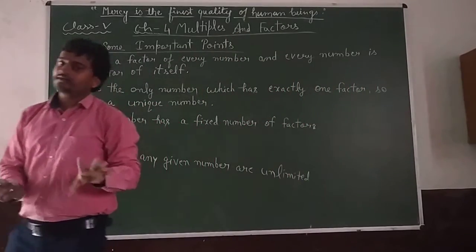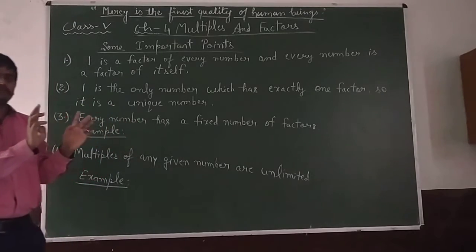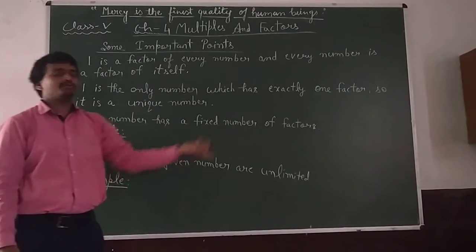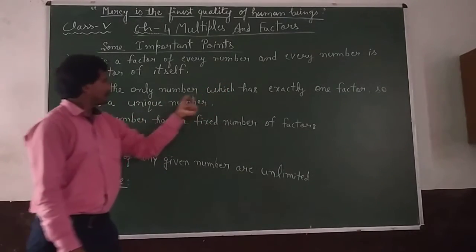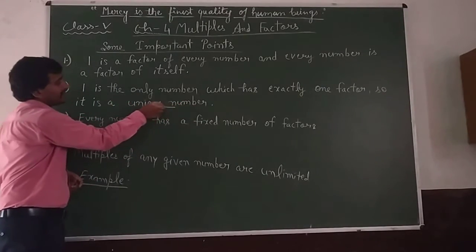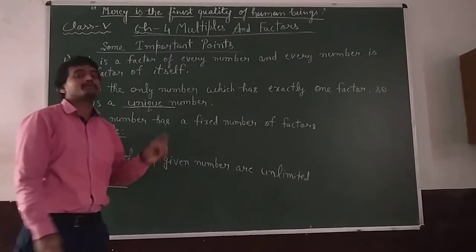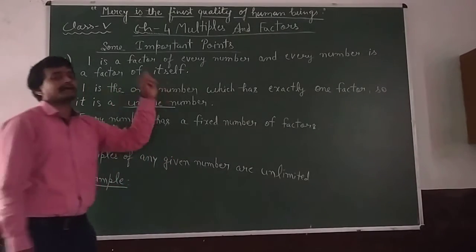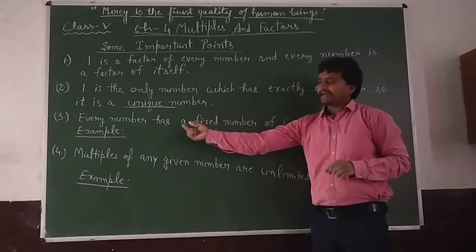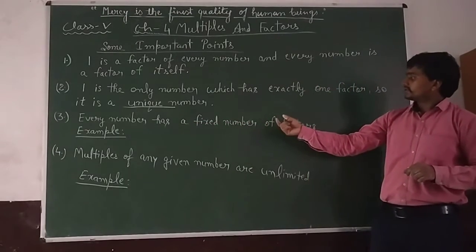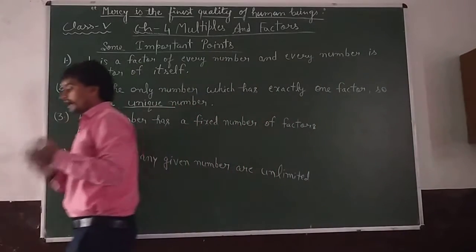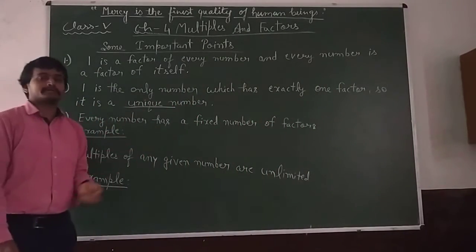Now the next point is 1 is the only number which has exactly one factor. 1 is divisible by only itself, or 1. In both cases, it has only one factor, no other factor. So 1 is a special number. It is a unique number, a special number because it has only one factor. Next, every number has a fixed number of factors.